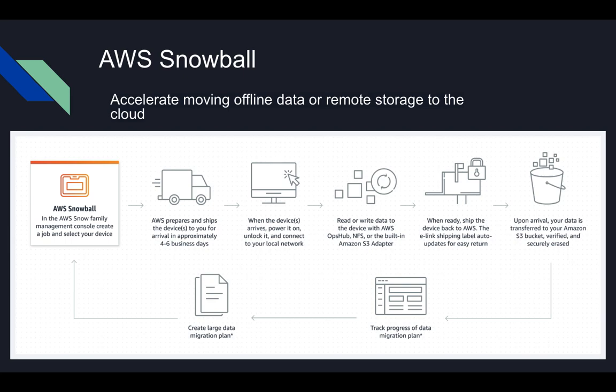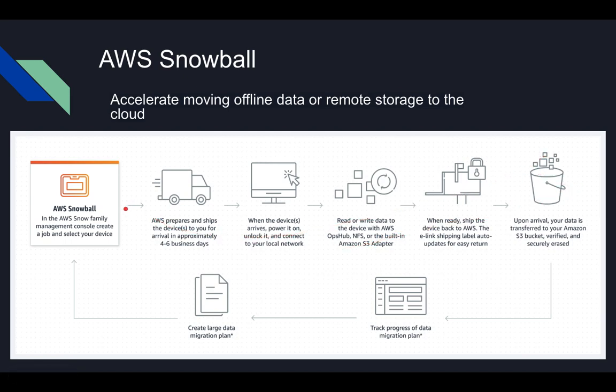It will reach your destination. You can connect it to your data center and securely migrate the data to the Snowball. Then, when the device arrives, you put your data on it, and when ready, ship it back to AWS. Upon arrival, AWS will transfer that data into S3. Then you can check on the AWS console whether your data has been migrated or not.